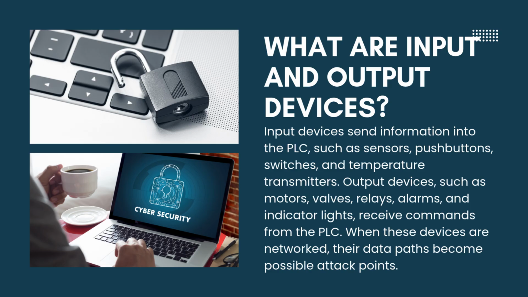Before we go further, let's review the role of input and output devices in that system. Input devices send information into the PLC. These may include sensors, push buttons, switches, and temperature transmitters. Output devices receive commands from the PLC and carry out actions. These may include motors, valves, relays, alarms, and indicator lights. When these devices are networked, the data paths between them become possible attack points. That is why understanding the flow of information is so important in industrial cybersecurity.